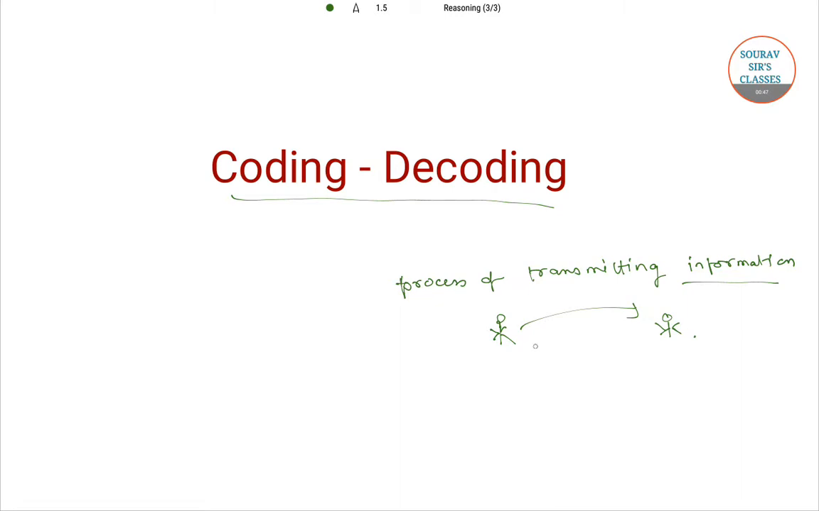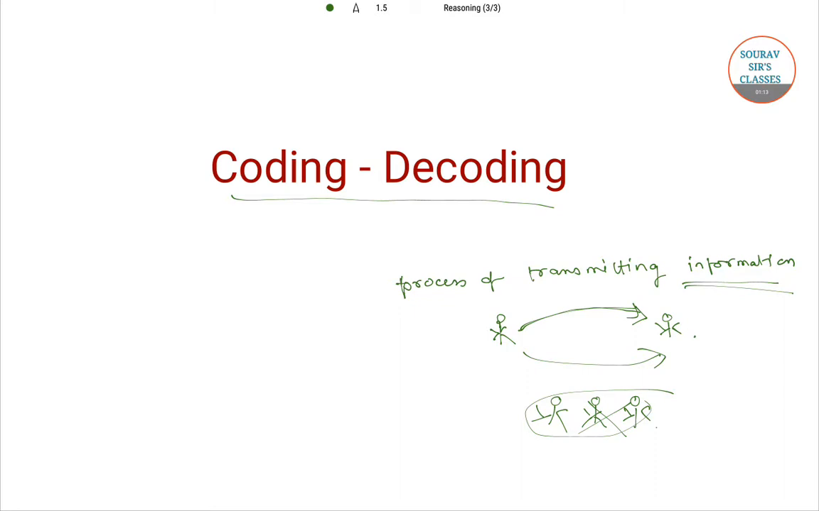So, this coding is done using some pattern or some techniques which is only known by these two persons, so that no other person can understand what is written in the information.